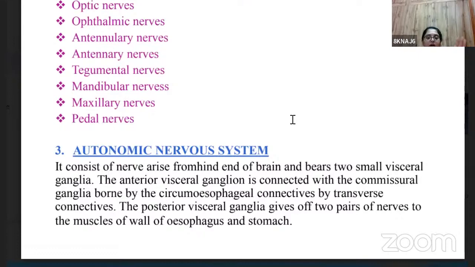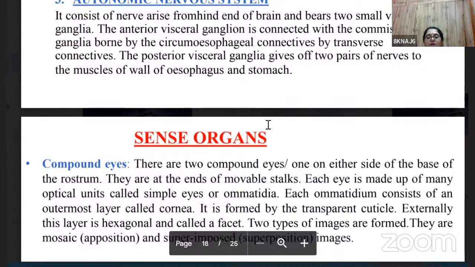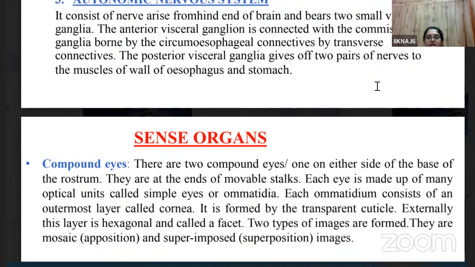And then the autonomic nervous system, in which the nerves arise from behind the brain and bear two small visceral ganglia connected by the commissural ganglia, which are connected by the circumesophageal connectives and the transverse connectives. These give rise to two pairs of nerves to the muscles or the walls of the esophagus and stomach.